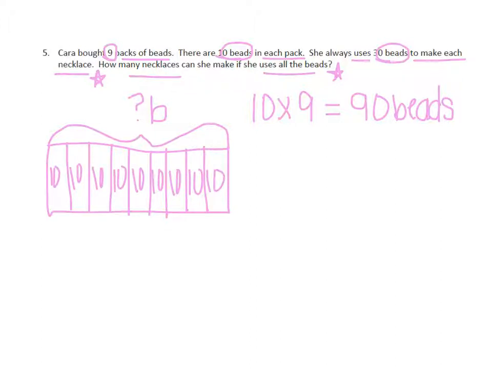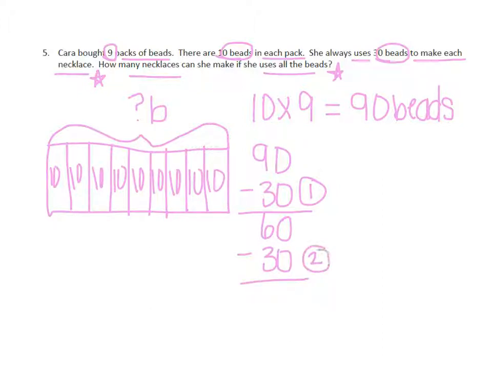It says that she always uses 30 beads to make each necklace. How many necklaces can she make if she uses all the beads? So what I can do here is I can subtract. So I have 90 beads all together, and I'm going to subtract 30. That would be 1 necklace. So 0 minus 0 is 0. 9 minus 3 is 6. So I have 60. Then she's going to use 30 beads again. So that would be 2 necklaces.